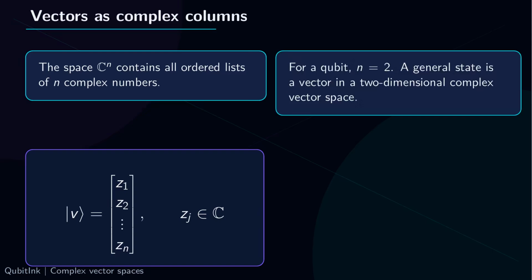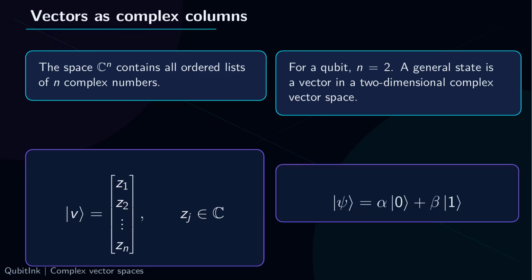For a single qubit, n equals 2. So a qubit state belongs to a two-dimensional complex vector space and needs two complex coordinates. Using the computational basis, those coordinates are written alpha and beta, giving ket psi equals alpha ket 0 plus beta ket 1.